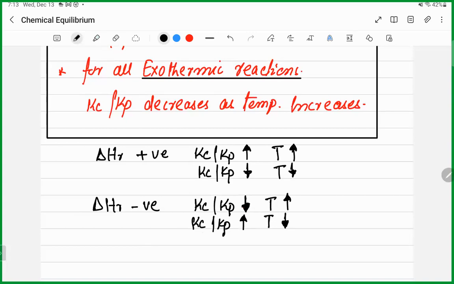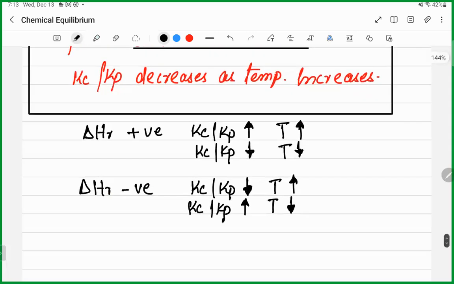Okay, so they normally ask: describe and explain the effect of the factors that affect the Kc or Kp value. So you have to answer it accordingly.